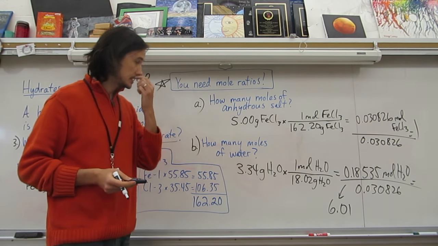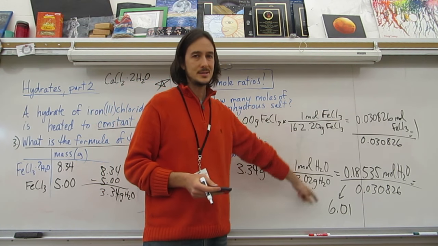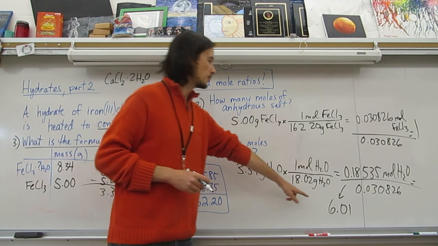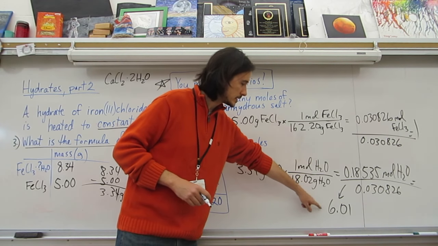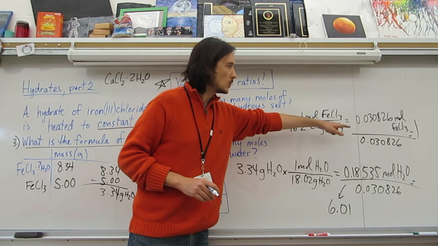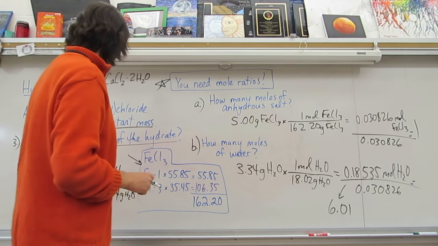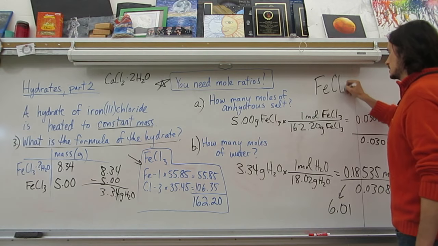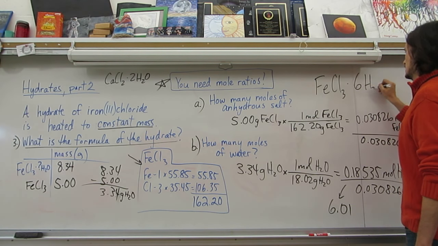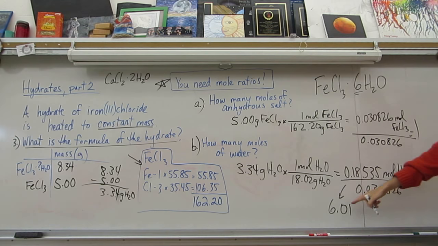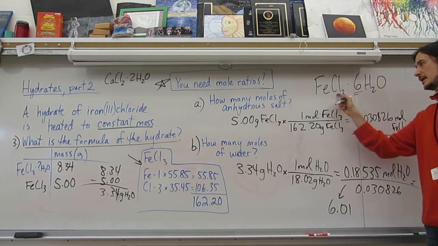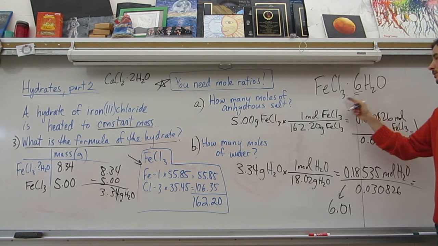All right, this one comes out to be 6.01 to 1. That is very close to just a whole number 6. So we have 6 moles of water for every 1 mole of iron 3 chloride. So the question is, what was the formula of the hydrate? And it would be FeCl3 with 6 H2O. There's that 6 from down here. It's a 6 to 1 mole ratio of water to the anhydrous salt, and we would call this iron 3 chloride hexahydrate.